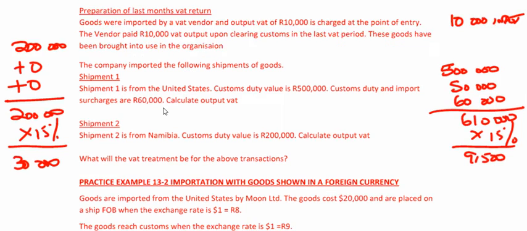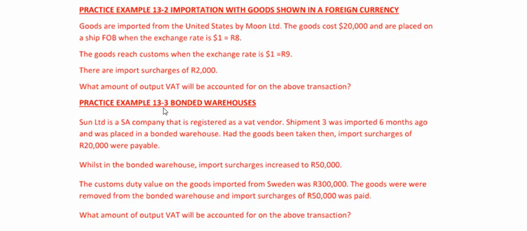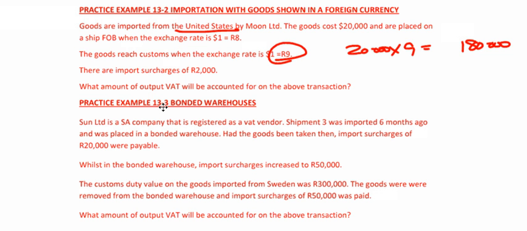Practice example 13.2 now. What happens when it's in a foreign currency? It says goods are imported from the United States by Moon Limited. The cost of goods is $20,000 and they are placed on the ship FOB when the exchange rate was $1 equals 8 Rand. The goods reach customs when the exchange rate is $1 equals 9 Rand. The import surcharges are 2,000. What amount will be accounted for? It's the United States, therefore we are going to say $20,000. How much were they worth when they reached South Africa? 180,000, using the 9 Rand.